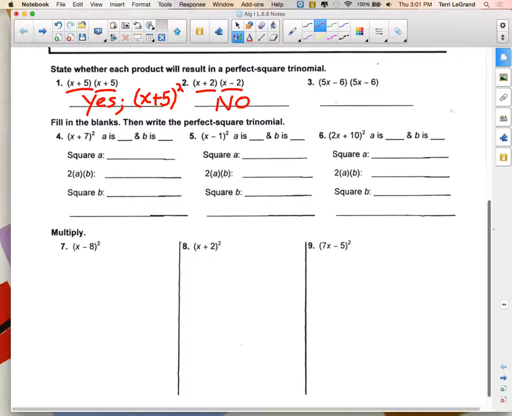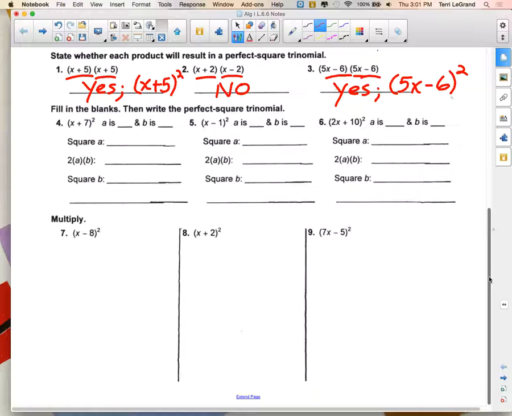And then, how about this one? Would this be a perfect square trinomial? Yes, because again, we could write it as 5x subtract 6 squared. So all we're doing here is just recognizing when we could use the shortcut model for a binomial times itself. I first have to recognize that that's what's going on. And now we're going to do some practicing.